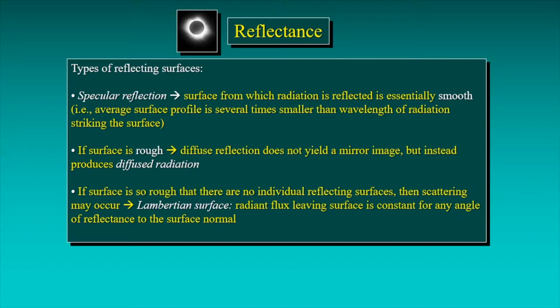And then we can have the situation where the surface is so rough that we don't have any individual reflecting surfaces. We may have scattering that's occurring. And Lambert basically defined a perfectly diffuse type of surface. And we commonly designate such a type of surface as a Lambertian surface. And that's where the radiant flux that is leaving the surface is going to be constant, or isotropic, over any angle of reflectance relative to the normal to the surface.